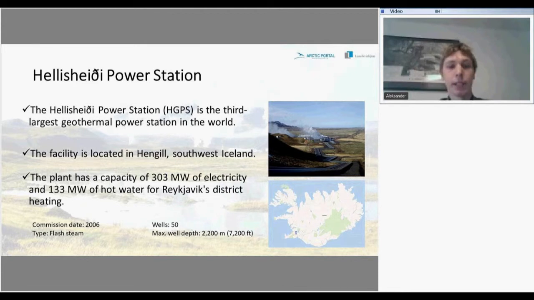The plant has a capacity of 303 megawatts of electricity and 133 megawatts of hot water, which is mostly used for Reykjavik district heating. The station was commissioned in 2006. It's a flash steam station with 50 wells, and the wells go as deep as 2,200 meters.